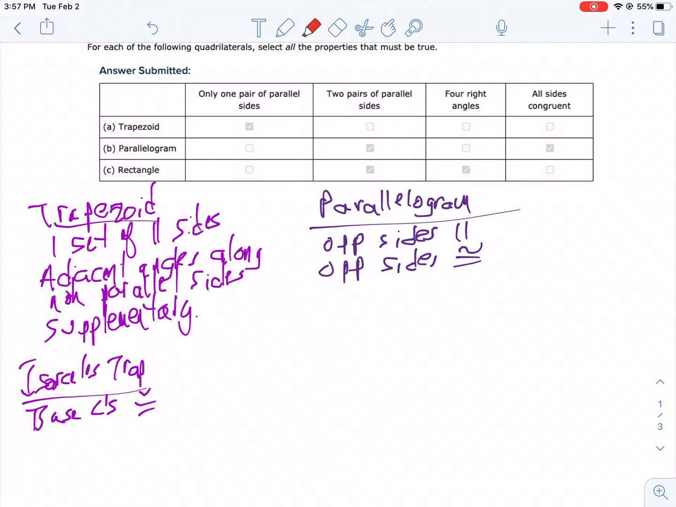A parallelogram has, oh, I take that back. It does not have all sides congruent. That's a trapezoid, or that's a rhombus. Okay, we know the opposite angles are congruent. We know the adjacent angles are supplementary. We know the diagonals bisect each other.